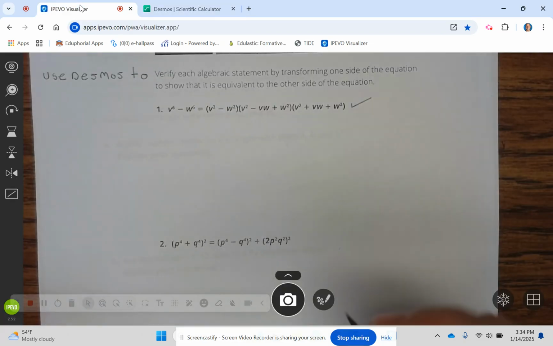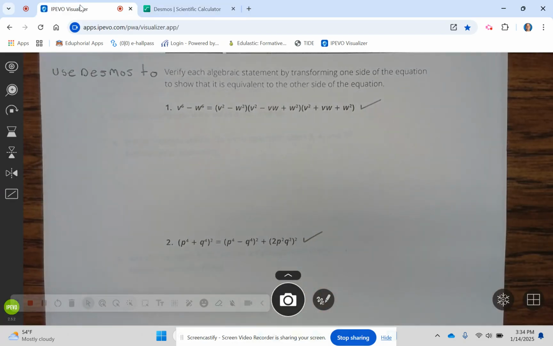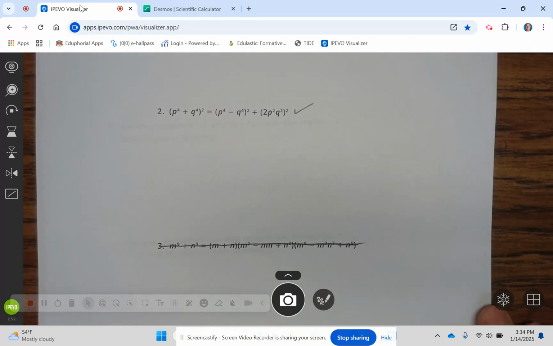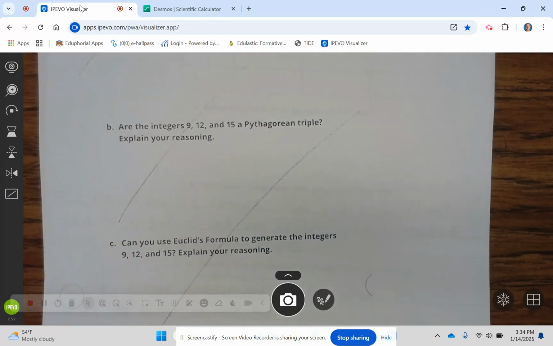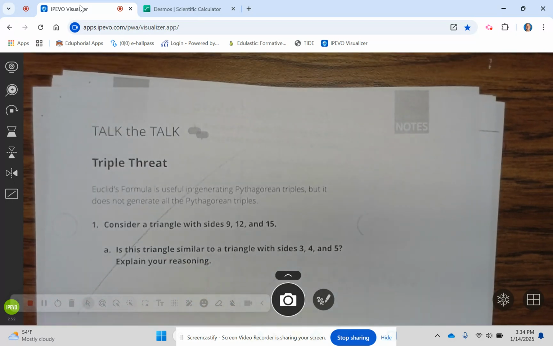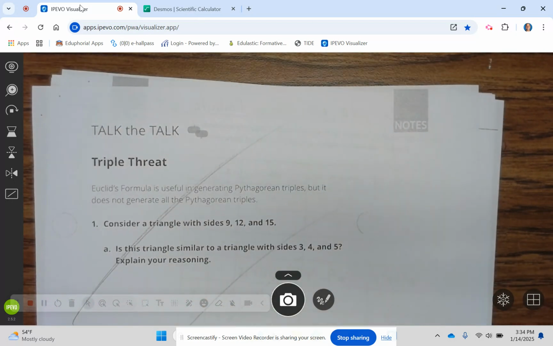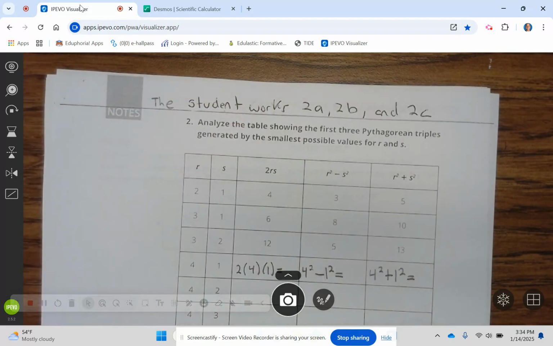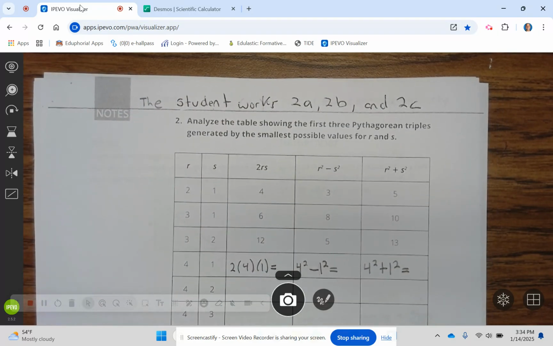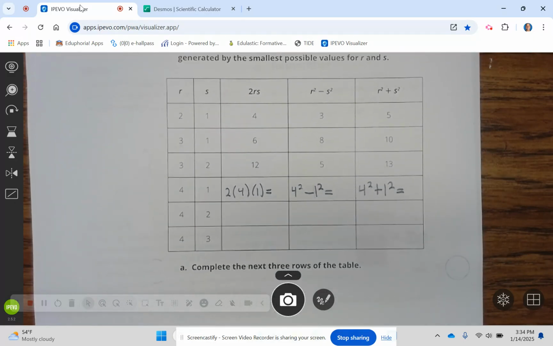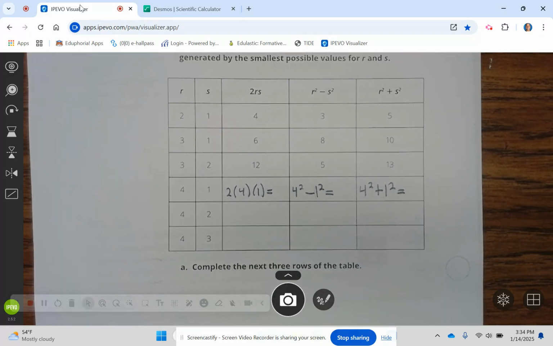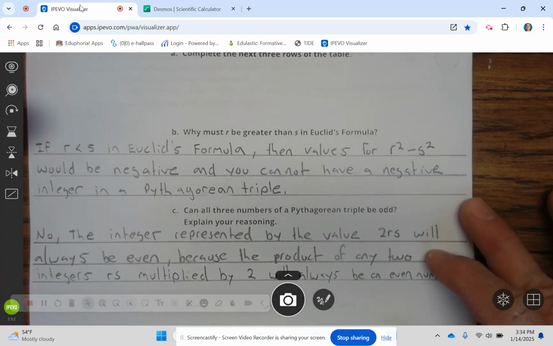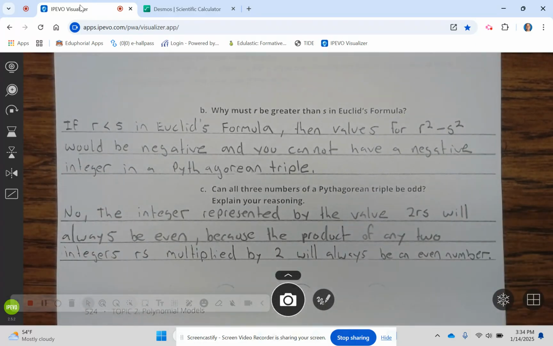All right. Go ahead and mark out number 3. And let's take a look at the next slide. Excuse me. Mark out this page. All right, the student works 2A, 2B, and 2C. All right, go ahead and write that down.